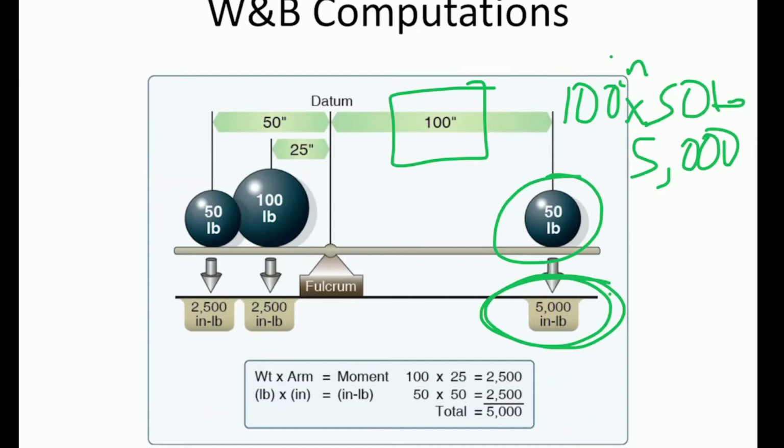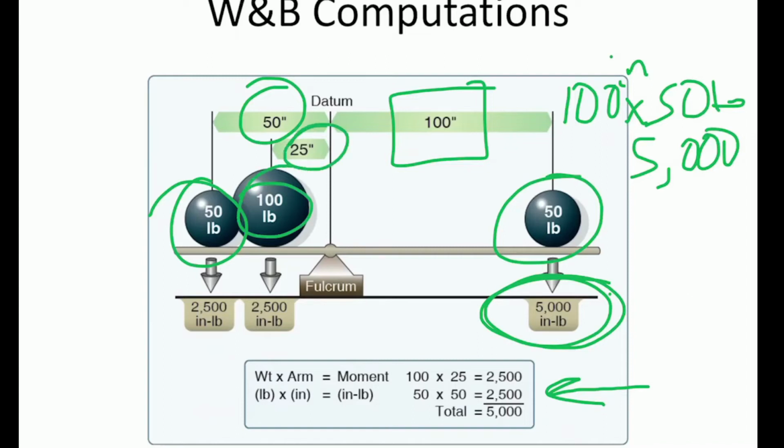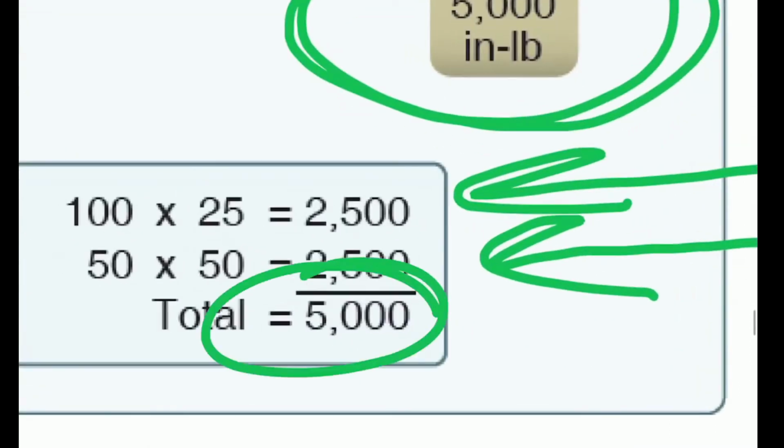The way you get the total of the moments is you take the weights times the arms and add them up. For the 50-pound weight at 50 inches, 50 times 50 is 2,500. Then you look at the 100-pound weight times 25, which is 2,500. Add them two together, and you get 5,000 inch-pounds.